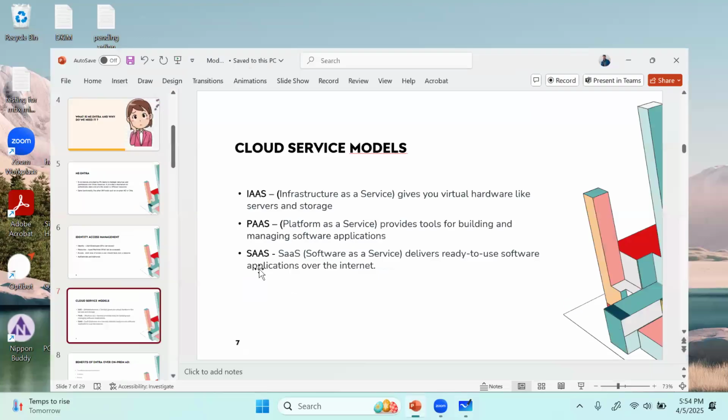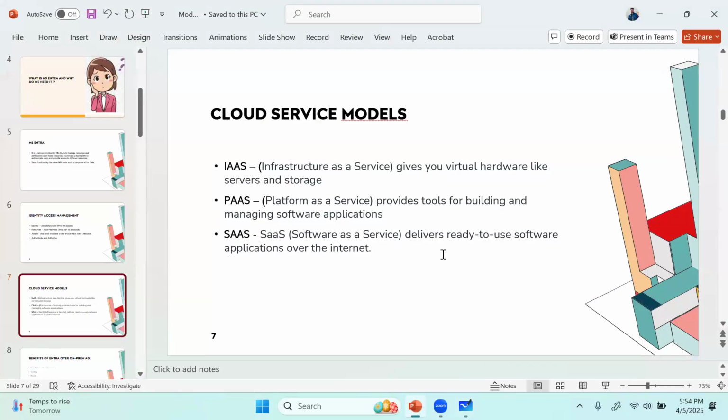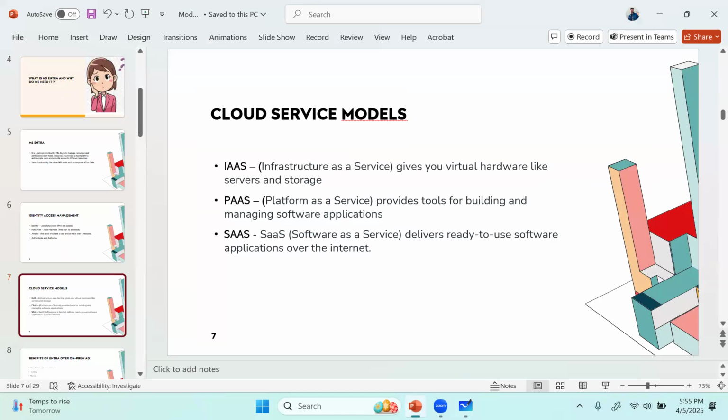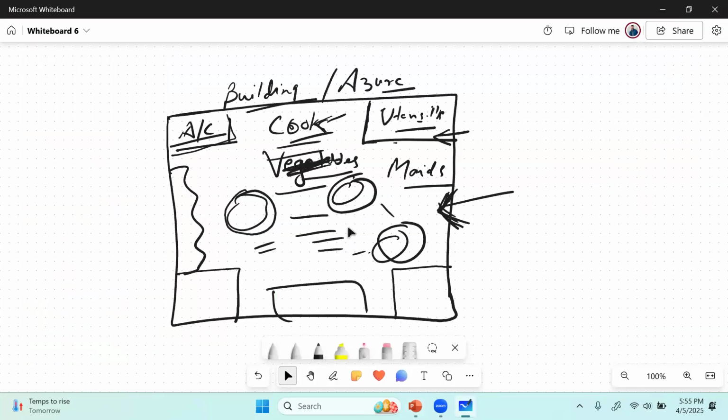The third example is SaaS, software as a service. That means ready-to-use software applications over the internet. That means you say, I will pay for the license. I don't want to take any headache. You just give me everything.